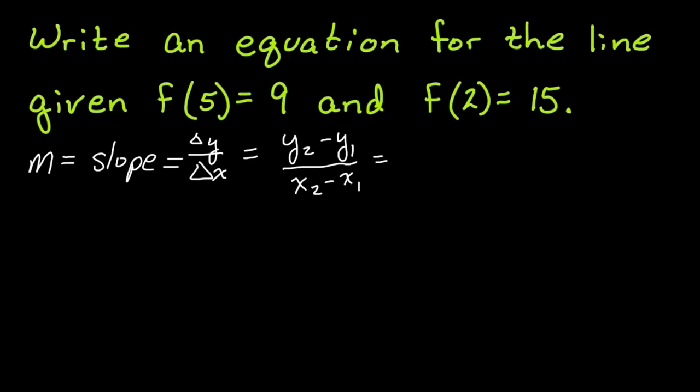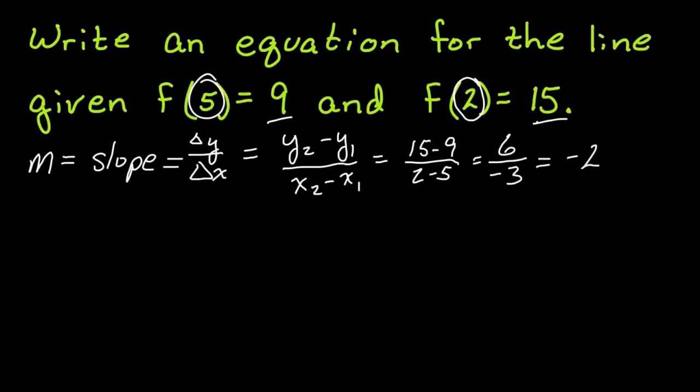And so the 2 y values are the 15 and the 9. So you're going to have 15 minus 9 over, and then the 2 x values are going to be 2 and 5. So 2 minus 5. Now, because the 15 was subtracted first in the numerator, the 2 needs to be the first number we write down in the denominator. All right, so when we subtract these, you end up with 6 over negative 3, which is negative 2.